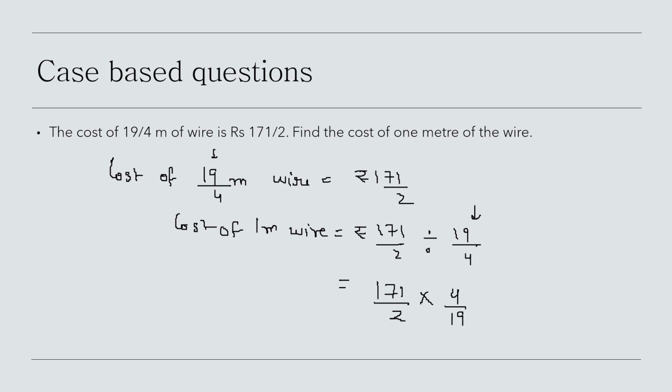Okay, now cancel. 2 ones are 2, 2 twos are 4. And 19 nines are 171. So 9 twos are 18 is the answer. And which unit do I have to place? Because I was supposed to find out the cost, so rupees 18. Okay? Let's move on to the next one.